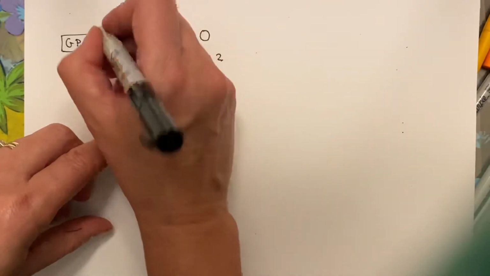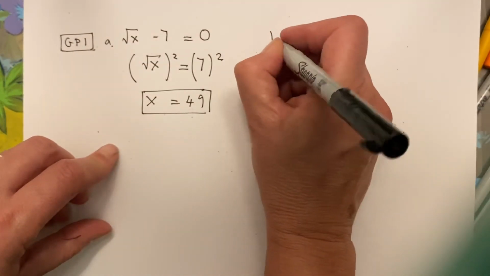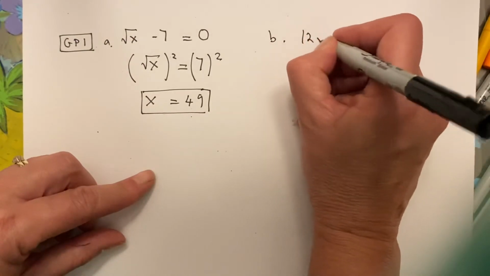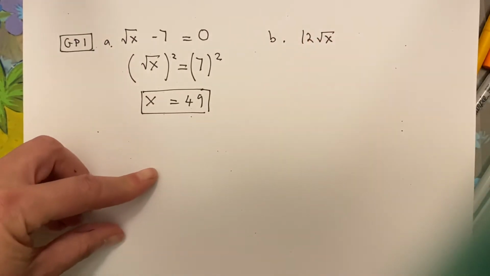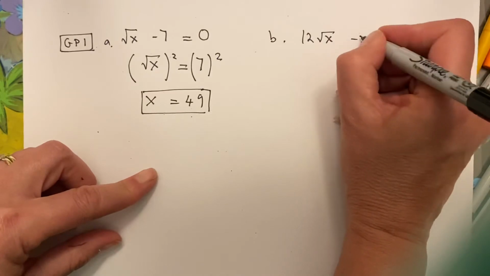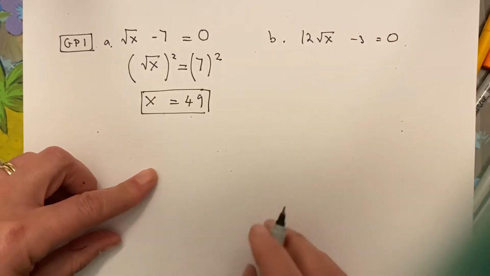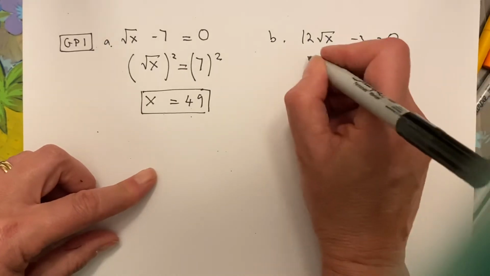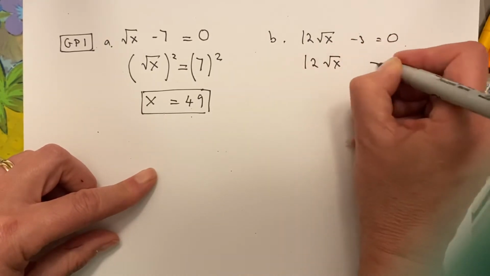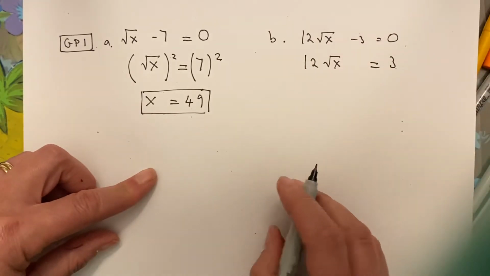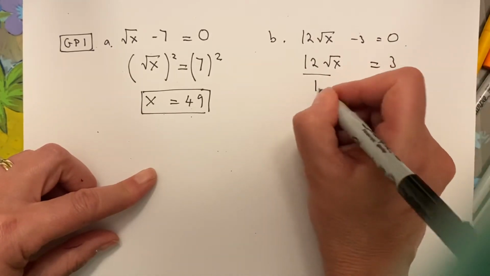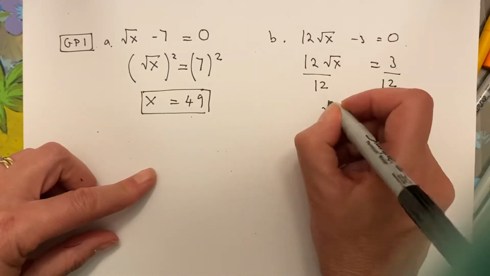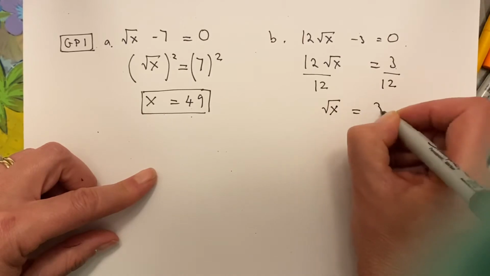That was part A. Let me do part B, just a few more steps. 12 square root of x minus 3 equals 0. Well, my first step is to get rid of this negative 3 by adding 3 to both sides. So I get 12 square root of x equals 3. But I also need to get rid of this 12. So I'm going to multiply both sides by 12, end up with square root of x equals 3 over 12.